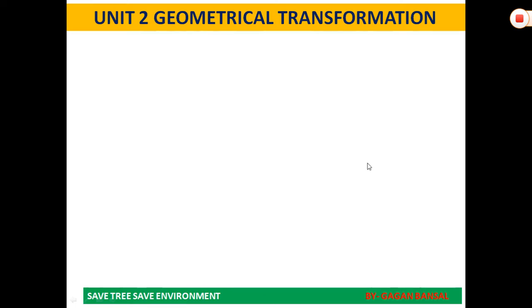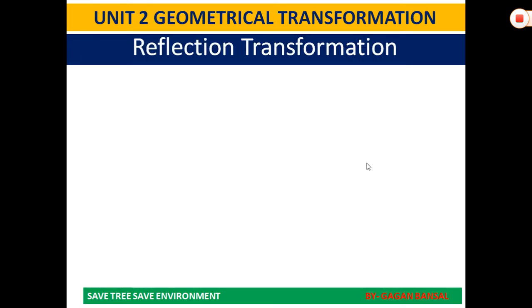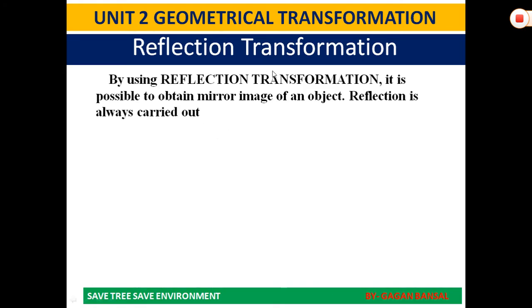So let's begin. In the very first video I gave you the exposure related to reflection transformation. What exactly is reflection transformation? By using reflection transformation, it is possible to obtain a mirror image of an object. Reflection is always carried out about an axis called the axis of reflection. In this particular lecture, I'll be concentrating on the two-dimensional study of the transformation, where we will be focusing on the axis of reflection.